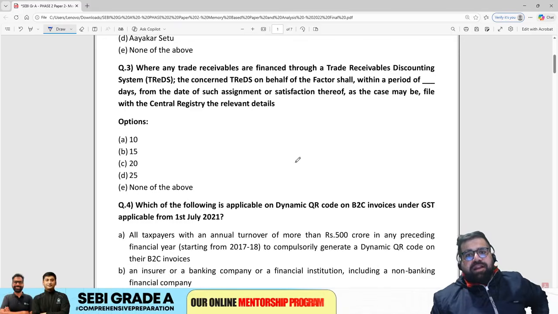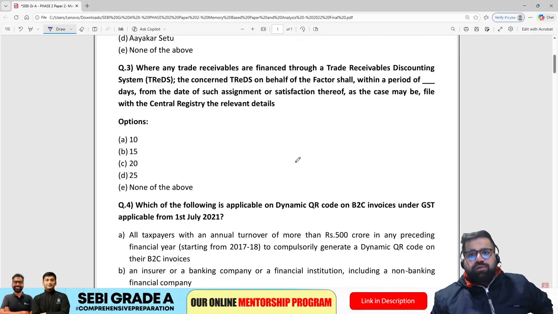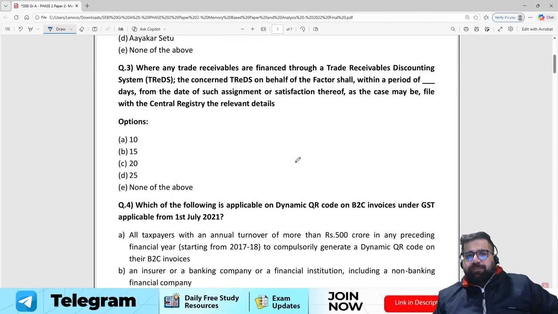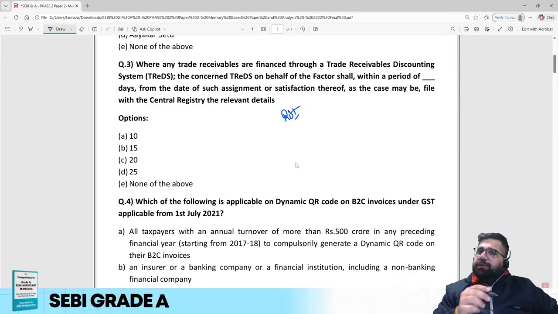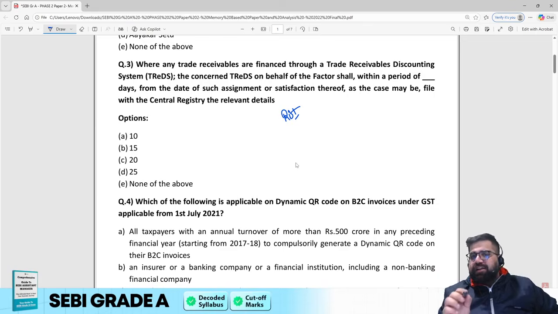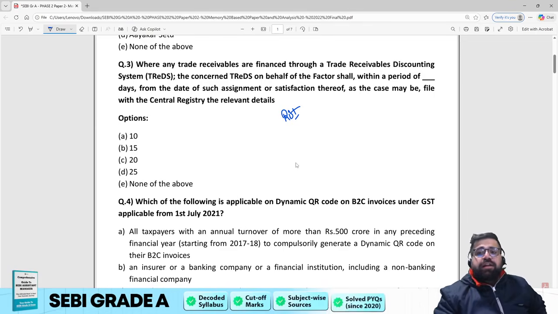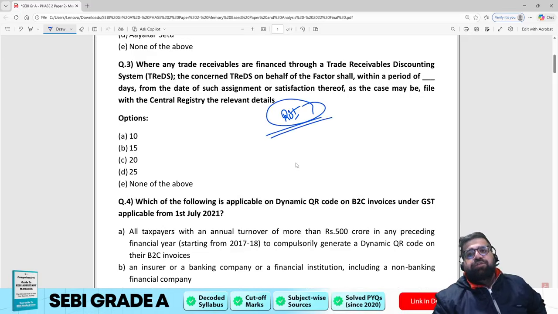Where any trade receivable are financed through TReDS, the concerned TReDS on behalf of the factor shall, within a period of dash days from the date of assignment or satisfaction thereof, as the case may be, file with the Central Registry the relevant details. Now again, this is based on an RBI notification, and we have seen that in the 2024 paper also, and you can also see that in the 2022 paper also, they are asking questions from the RBI notifications.